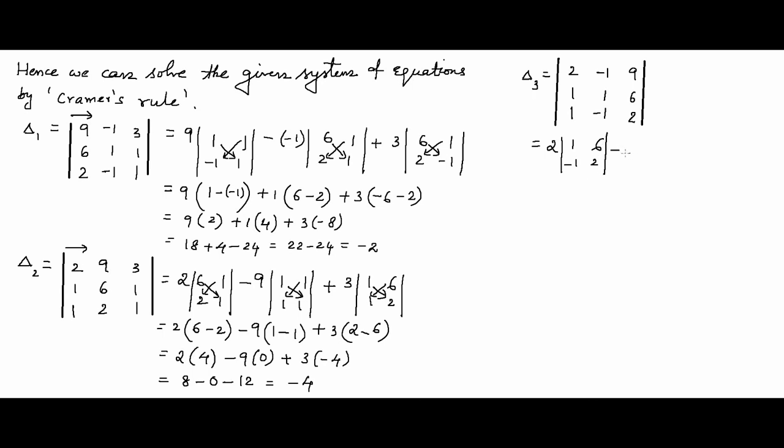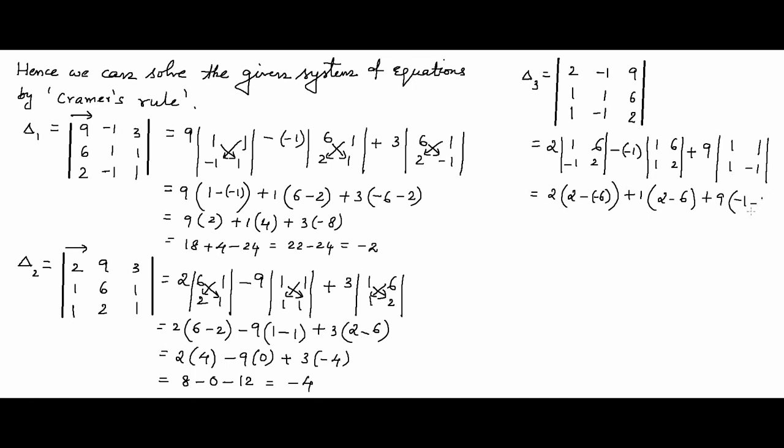Minus, as always, the second number will have minus sign. The number is minus 1. Leave out the first row and second column now. So we write 1, 6, 1, 2. Plus the last element is 9. Leave out the first row and third column, the remaining 4 elements in determinant form. Again we need to do AD minus BC, 1 into 2 minus 6 into minus 1 is minus 6. Minus of minus 1 is plus 1, AD minus BC, plus 9 into again AD minus BC.